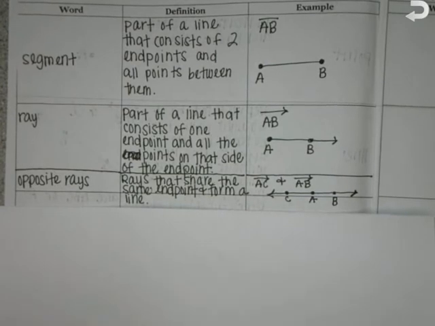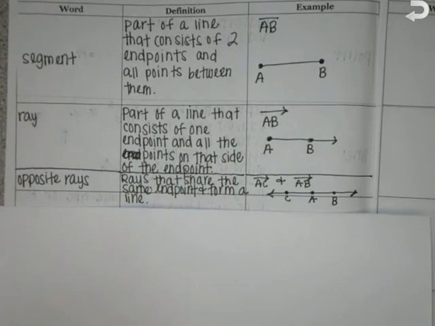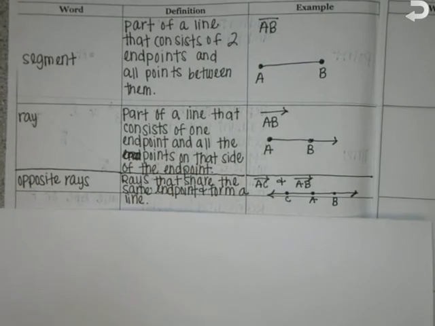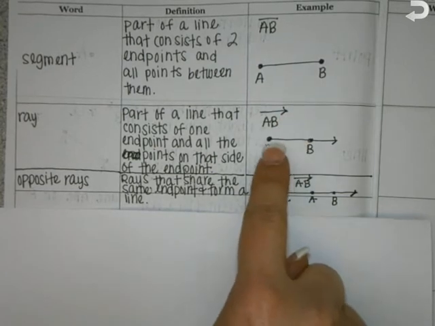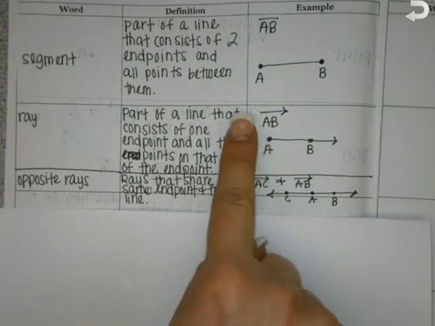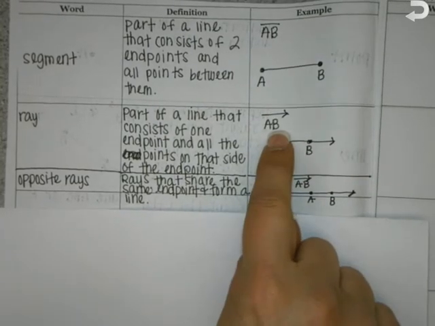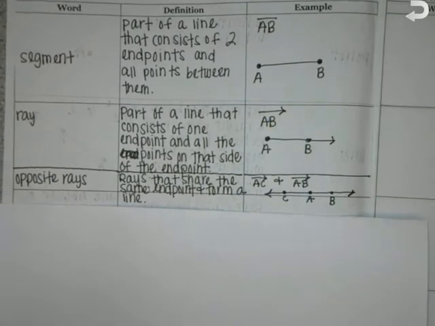Okay, so a ray is part of a line that consists of only one endpoint and then all of the points on that side of the endpoint. So, for example, if I took line AB and then I just cut off one side, I only have one endpoint and the rest of the line extends forever and ever. But I notate that as ray AB, and I just put the line going in one direction.